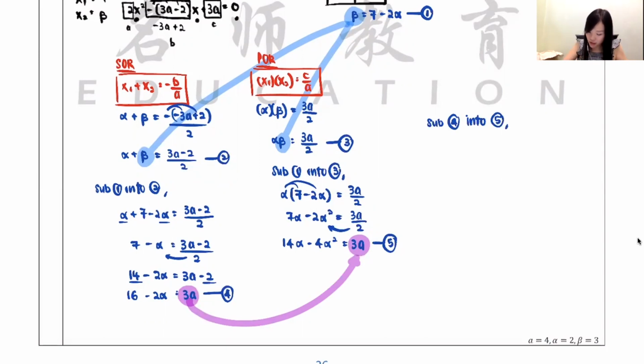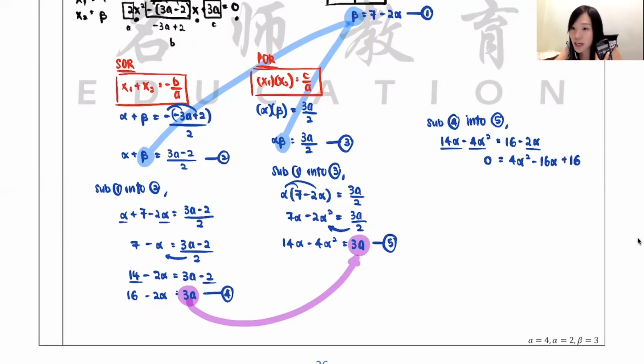Okay, I sub. So 14 alpha minus 4 alpha square will equal 16 minus 2 alpha. Because I am 3a, you are 3a, isn't it? Both our 3a will be the same. So after they are the same, I think they look like a general form again. Move everything to one side. Negative, move it over, positive. All the alpha combined, negative 2 minus 14, isn't it? Negative 16 alpha. And the last part is the 16.